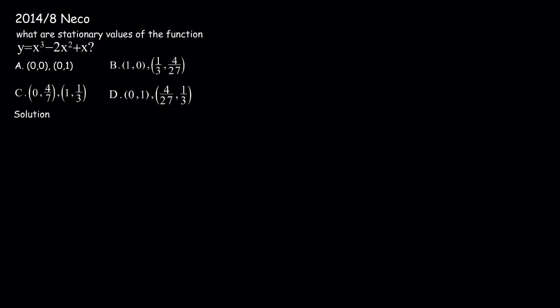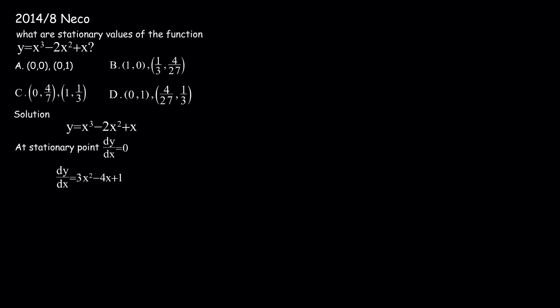Our first question is from NECO, and it states: what are the stationary values of the function y equals x cubed minus 2x squared plus x? Solution. The very first thing we are going to do is write down our equation, y equals x cubed minus 2x squared plus x. And we know that at a stationary point, dy/dx is equal to 0. So the first thing we are going to do is differentiate our equation. Doing so, dy/dx is equal to 3x squared minus 4x plus 1.